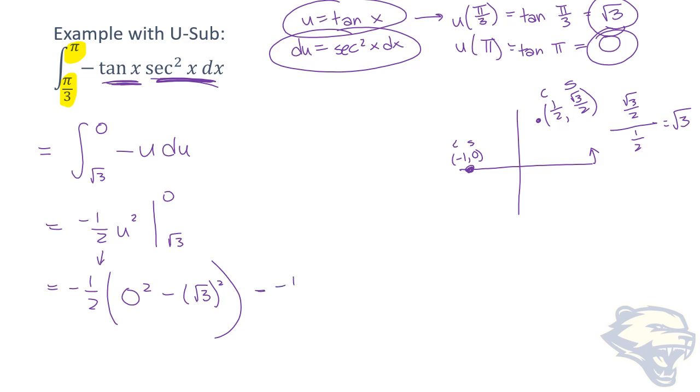Yeah, I've got -1/2 times, okay, root 3 squared is 3. Cool. Negatives cancel. It's 3 over 2.